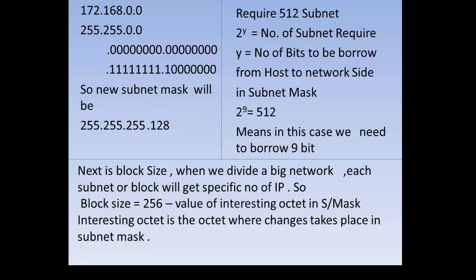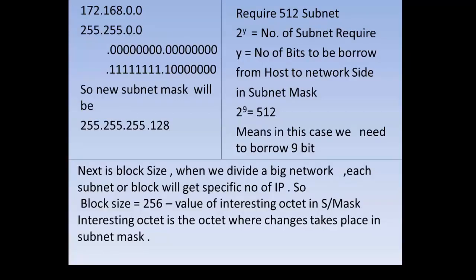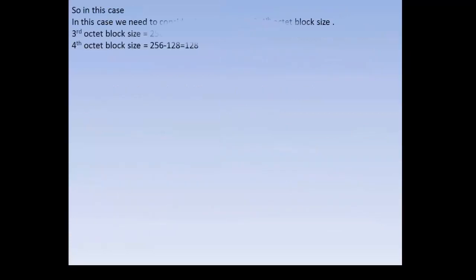Same thing. Next we have to calculate the block size. In this case you have to take a little more care, because variation is taking place in two octets, the third octet as well as the fourth octet. So you will design two subnets here.